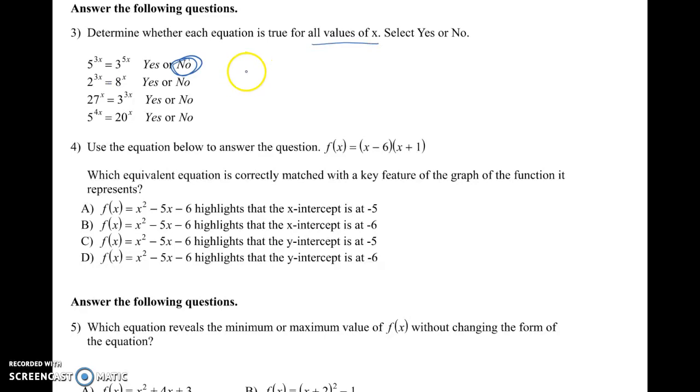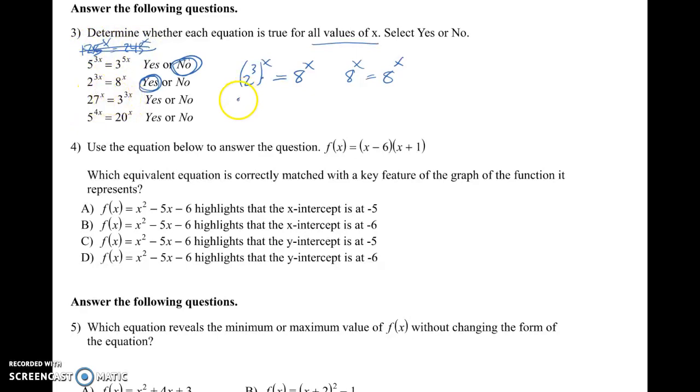So I'm going to think about this. 2 to the power of 3, to the power of x is how I could rewrite that, equals 8 to the power of x. So is 2 to the power of 3 8? Yeah, so I get 8 to the power of x equals 8 to the power of x. So yes, this is true. If I had done that same thing here, for this top one, I would have had 125 to the power of x equals 243 to the power of x, which is not true for all values, so no.